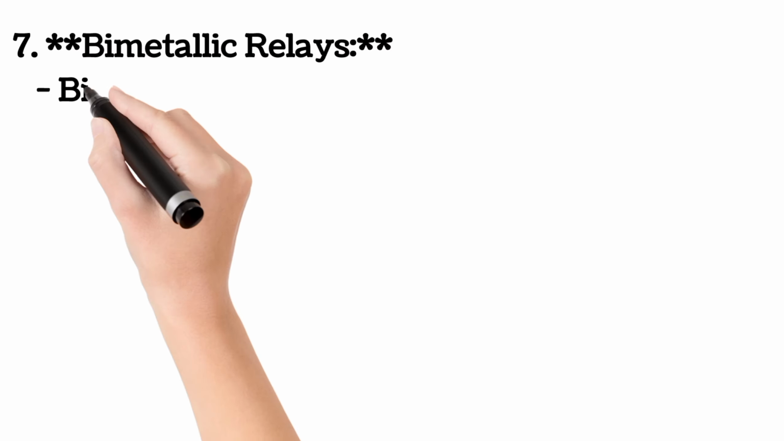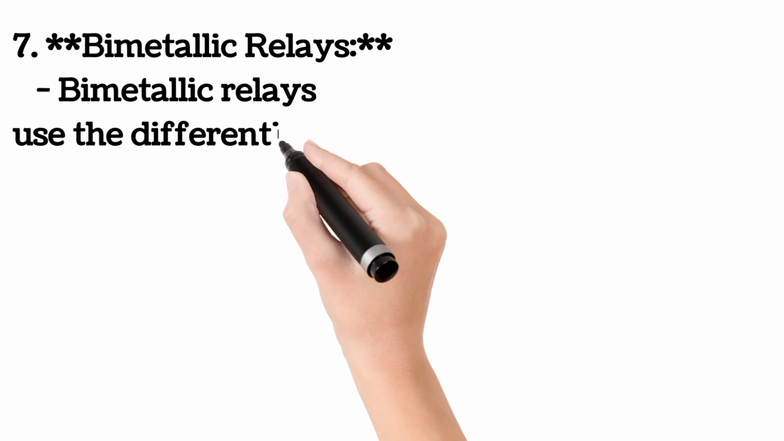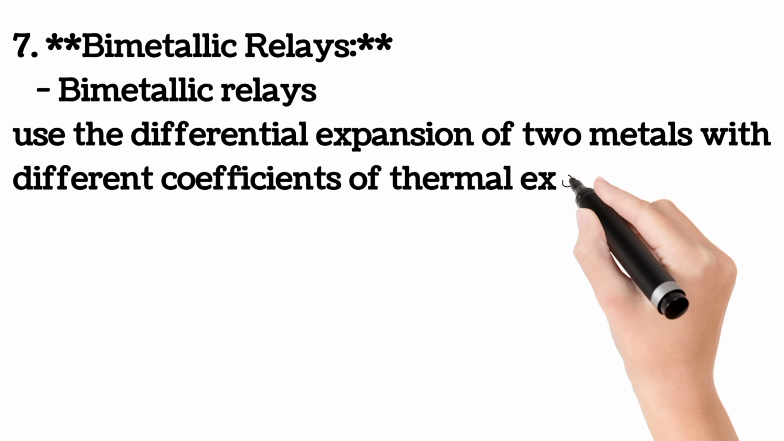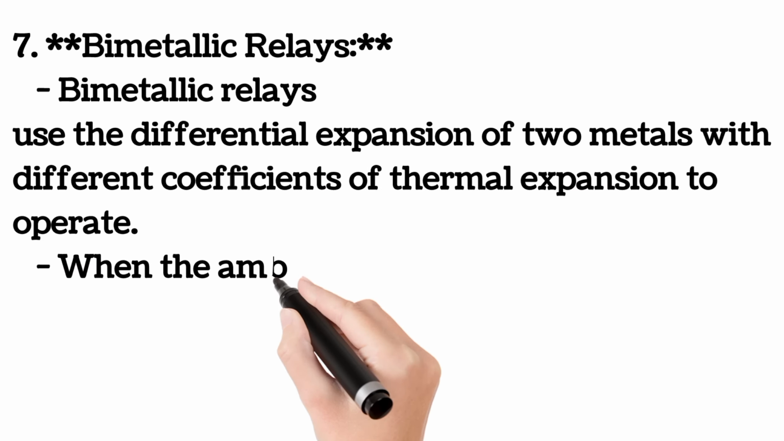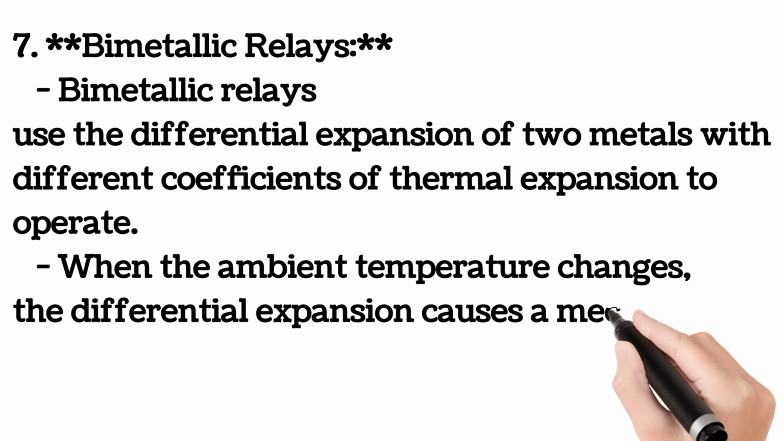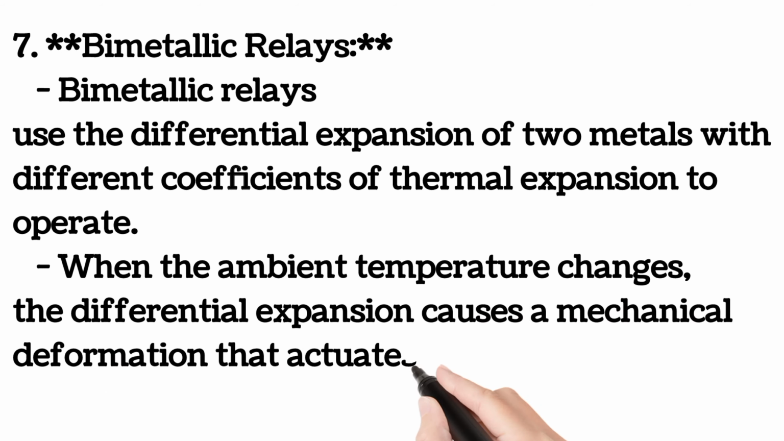7. Bimetallic relays. Bimetallic relays use the differential expansion of two metals with different coefficients of thermal expansion to operate. When the ambient temperature changes, the differential expansion causes a mechanical deformation that actuates the relay contacts.